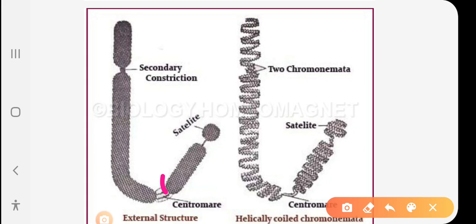In the centromere region, and on either side of the centromere, the DNA is highly repetitive heterochromatic DNA.